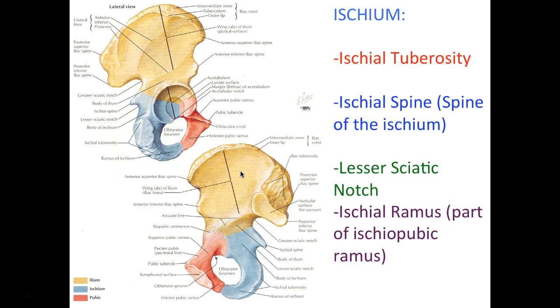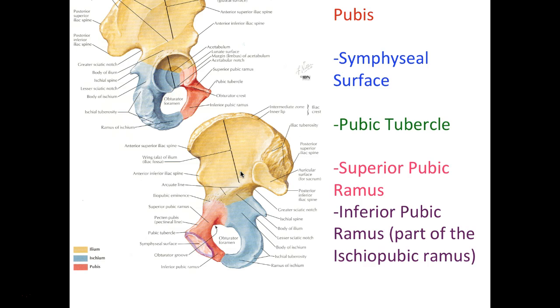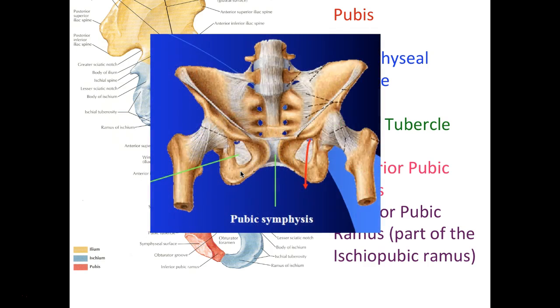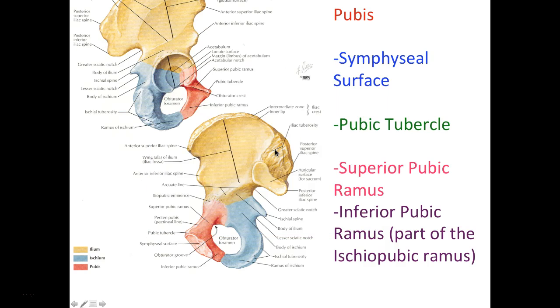Okay, so let's go back to that. Here we go. That symphyseal surface. Now, if you look above that area, here's your pubic symphysis, and you can see we have a ton of ligaments holding that in place as well. Okay, moving on to our next term will be the pubic tubercle.